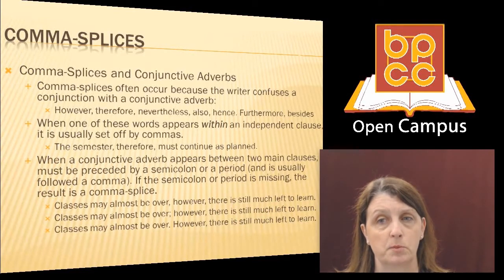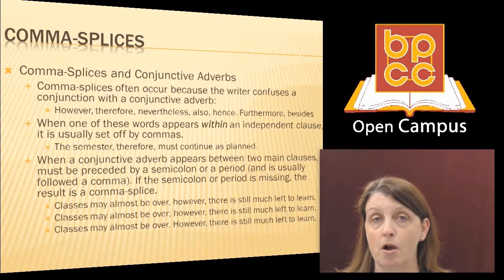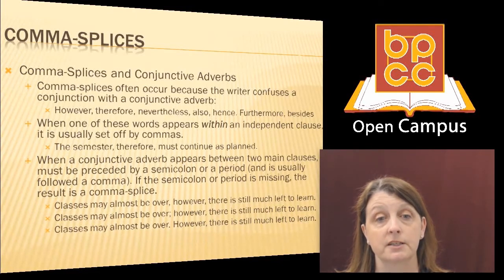When a conjunctive adverb appears between 2 main clauses, it must be preceded by a semicolon or a period, and it is usually followed by a comma. If the semicolon or period is missing, the result is a comma splice. Let's look at a sample. Classes may almost be over, however, there is still much left to learn. Now, notice what happens on each side of that however. Classes may almost be over is an independent clause. There is still much left to learn is also an independent clause. And all we did was join them together with some commas. Comma splice. Let's fix it.